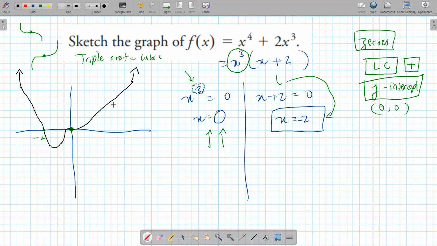Let's say it was x minus 3 cubed, right? Then that means at +3, there's going to be a mini cubic function because the cube means triple root. You see that?